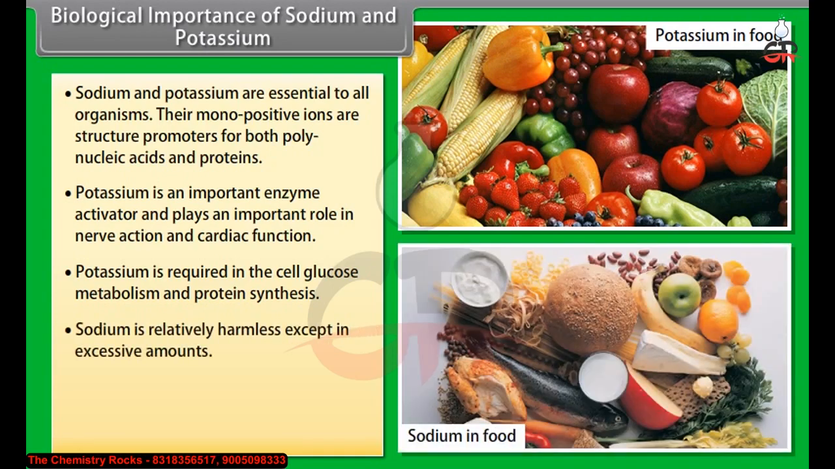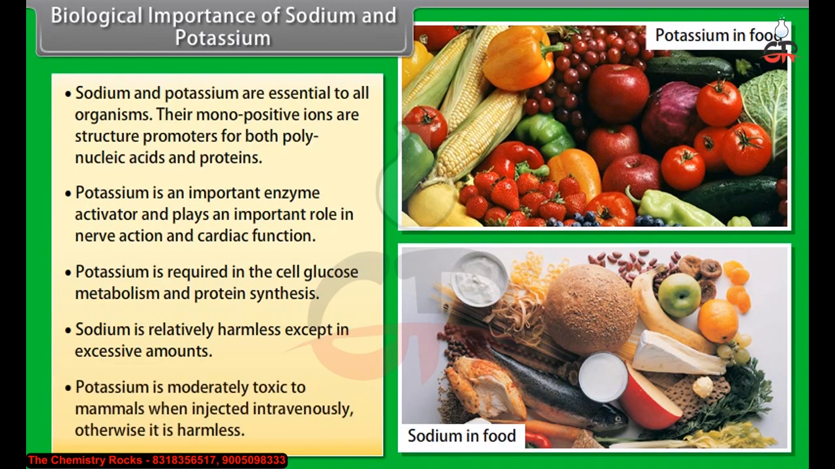Sodium is relatively harmless except in excessive amounts. Potassium is moderately toxic to mammals when injected intravenously, otherwise it is harmless.